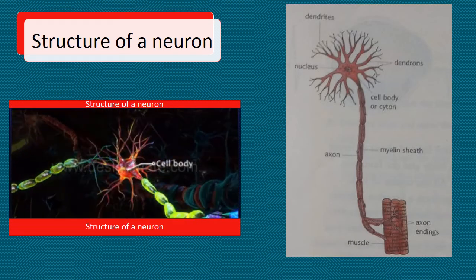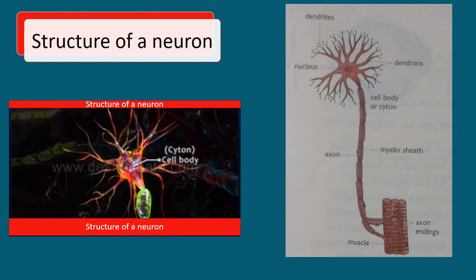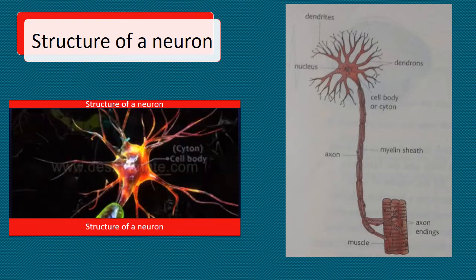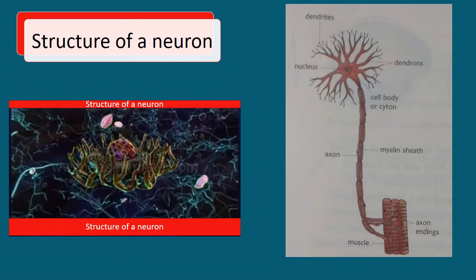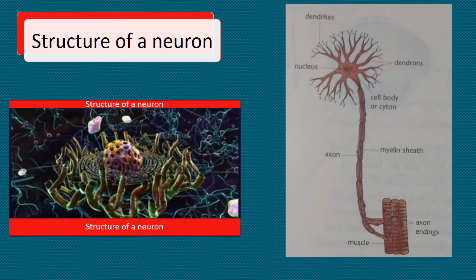Structure of a neuron. A neuron has three parts: cell body, axon and dendrites. The cell body, called cyton, contains the nucleus. Many short fibers called dendrons arise from the cell body. They further divide to form dendrites. Dendrites receive messages from other neurons.